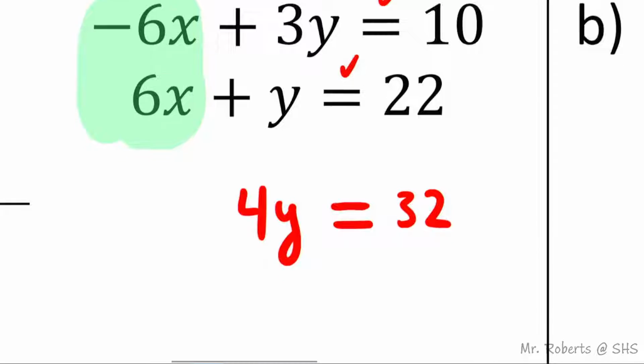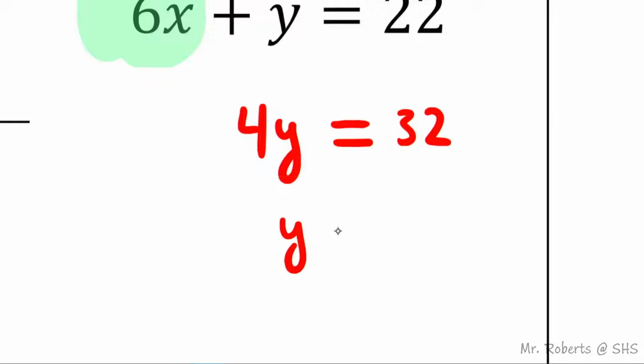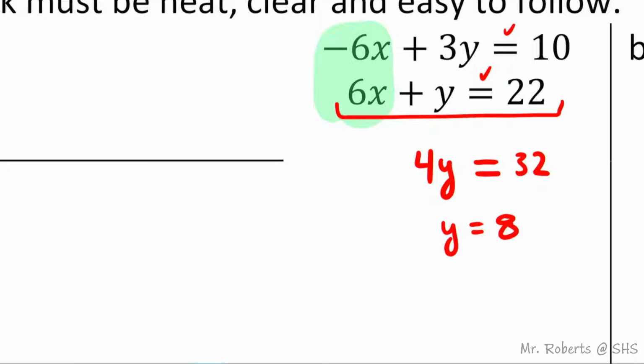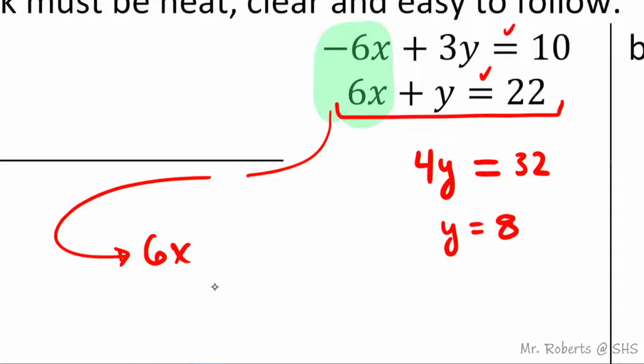Dividing both sides by 4, we see that y must be the value of 8. So we know what y is. Now we need to find x. What I'm going to do is use the second equation. The second equation right here, I'm going to use that to figure out what x is. I'm just going to go ahead and write that equation. It says, hey, 6 times the value of x plus y, we know that y is now 8, plus 8 is 22.